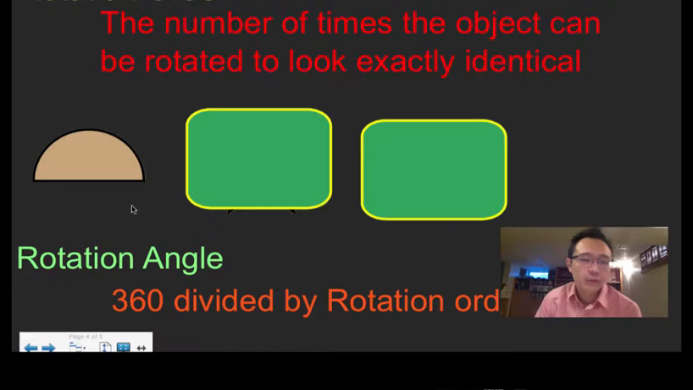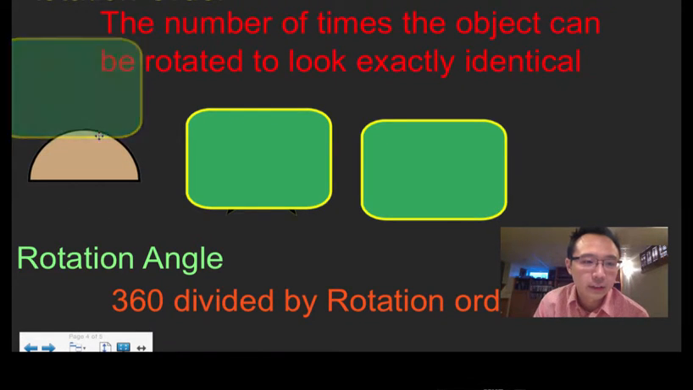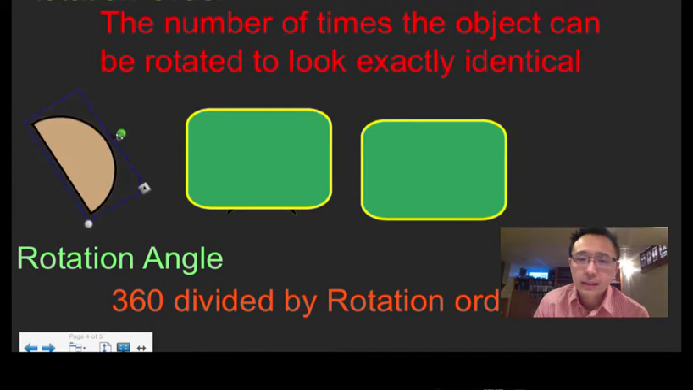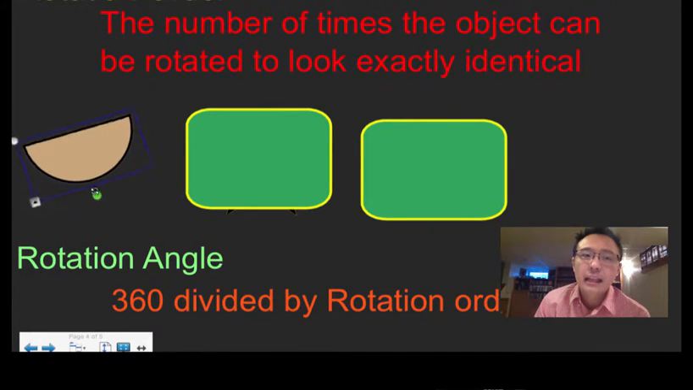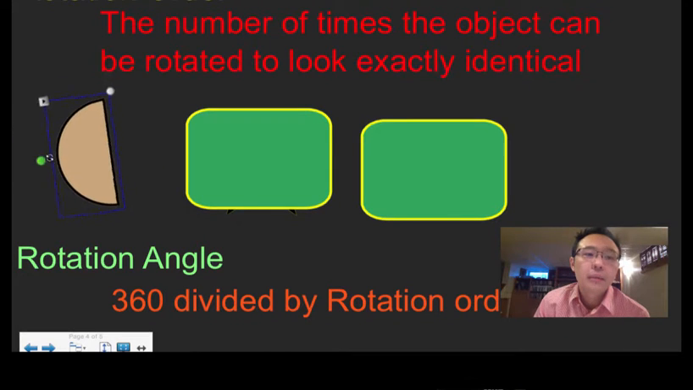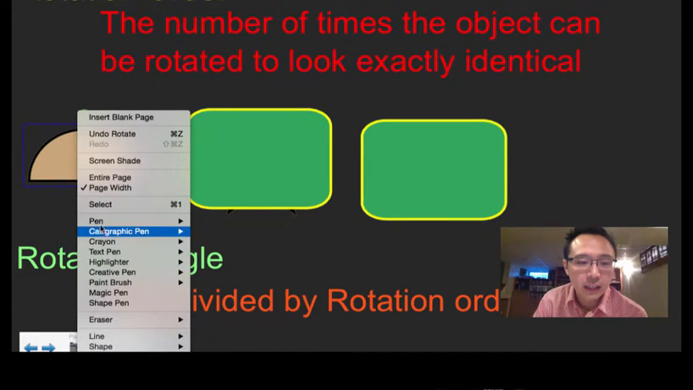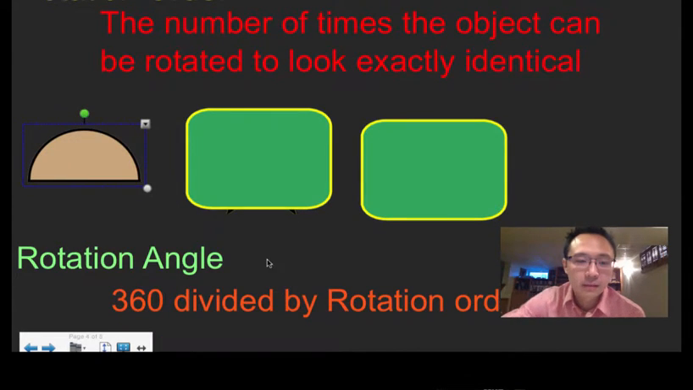If we look at the first shape, this is a semicircle, and I can grab the semicircle. How many times can I rotate this semicircle to look exactly like this shape? If I start rotating, you can see that I cannot get the same looking shape until I do a complete 360. Because of that, I can only rotate it once, so that semicircle has a rotation order of 1.